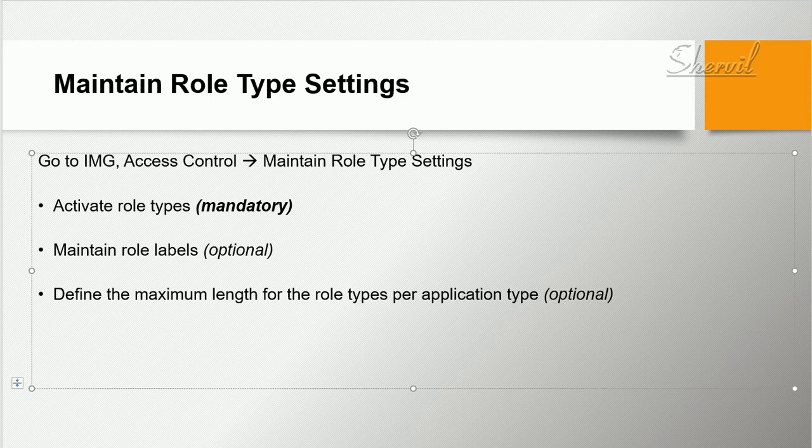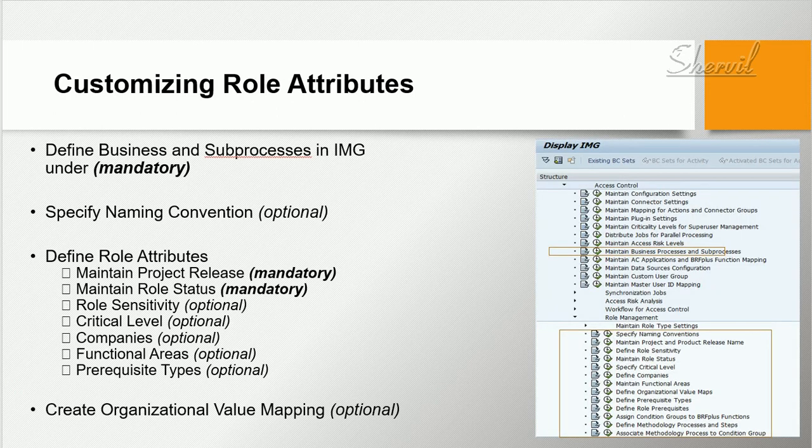And if it's a HANA role, you probably have, I think, 26 characters max that you could use for the length of the role. Then you also have to create business and sub processes. So all these mandatory steps, just so that you know, these are the role attributes that you could use in MSMP.